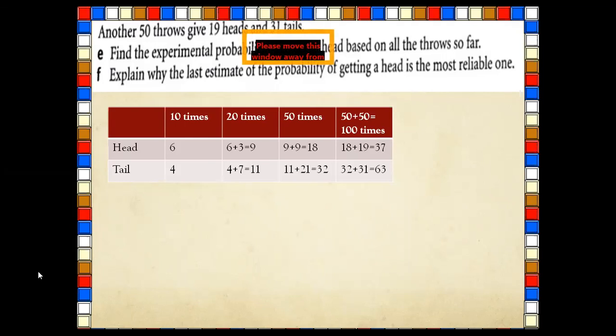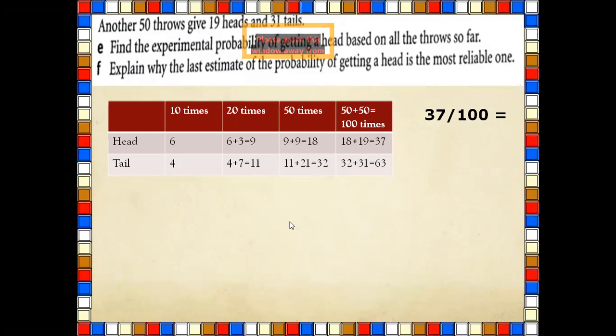Let me hear from Lynn. Yes, teacher. Find the experimental probability of getting a head based on all the throws so far. 37 out of 100. And as a decimal that is? 0.37. 0.37, yes. Habib, if you're still there, try to do your part F. Thank you, Lynn.